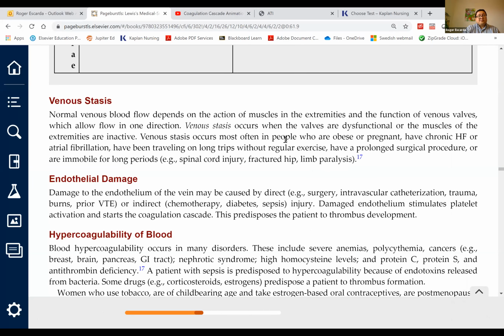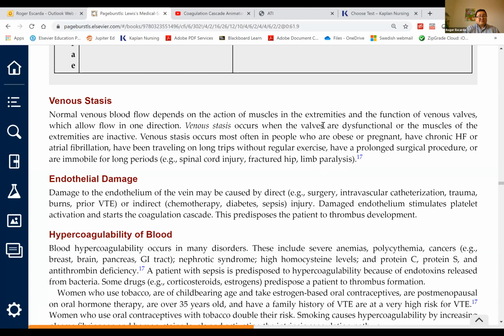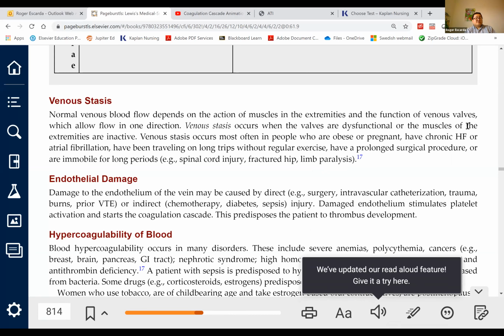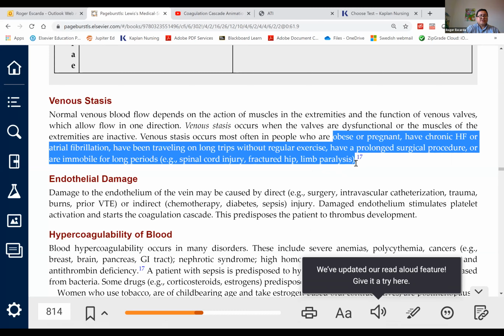Another problem would be if your valves are incompetent. So let's say years of smoking, or you have varicose veins already. Those are obviously damaged, so that will cause venous stasis as well. Therefore, in all these patients, are their muscles moving or contracting normally? No, especially those taking overseas trips. They're sitting there, so blood tends to pool.